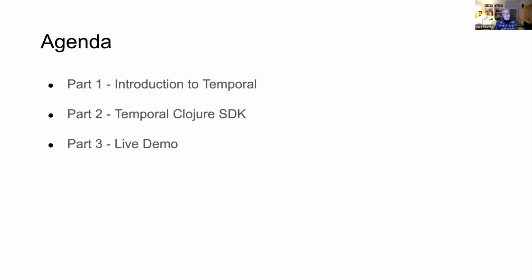So tonight's agenda, I've split up into three parts. First is an introduction to Temporal itself in general terms. Then we're going to dive into the Clojure SDK for Temporal and finish up with a demonstration of code that I've actually put up on my GitHub page, so you can pull it down and look at it yourself if you'd like. So let's begin.